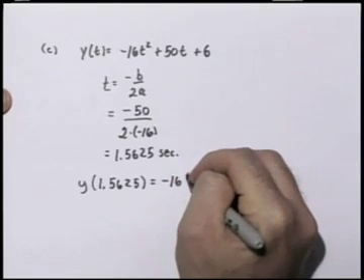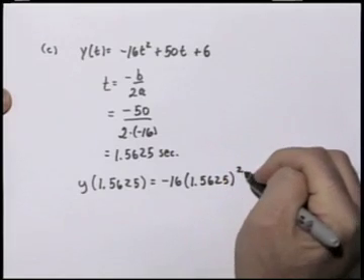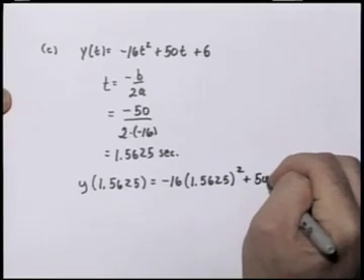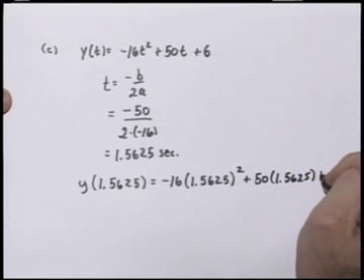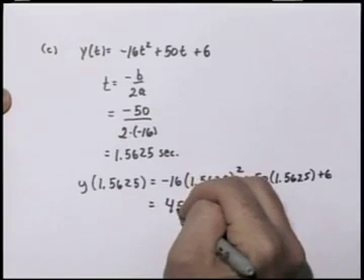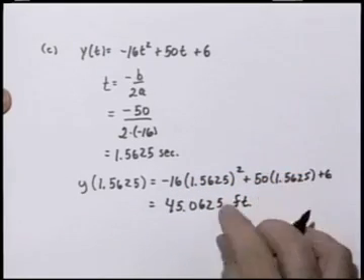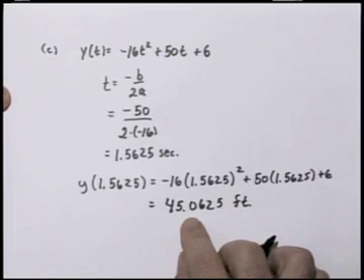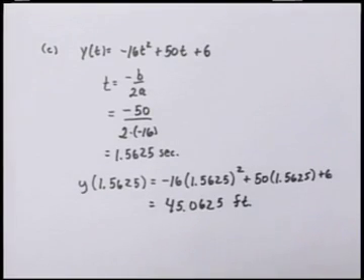To determine the maximum height of the ball, we evaluate the function at 1.5625. So we get negative 16 times 1.5625 squared plus 50 times 1.5625 plus 6, and this gives us 45.0625 feet. So the maximum height of the ball is 45.0625 feet.